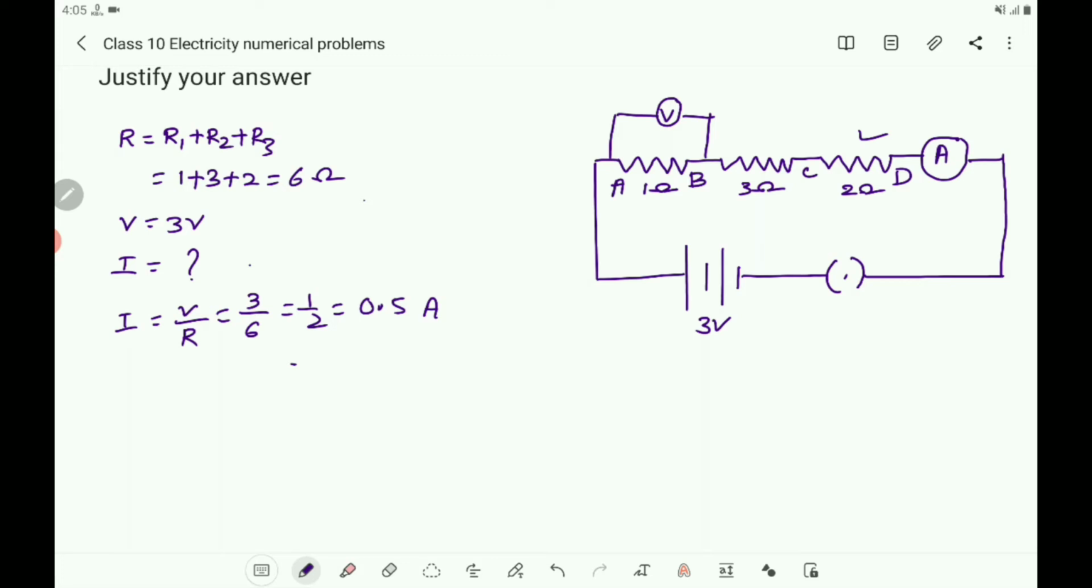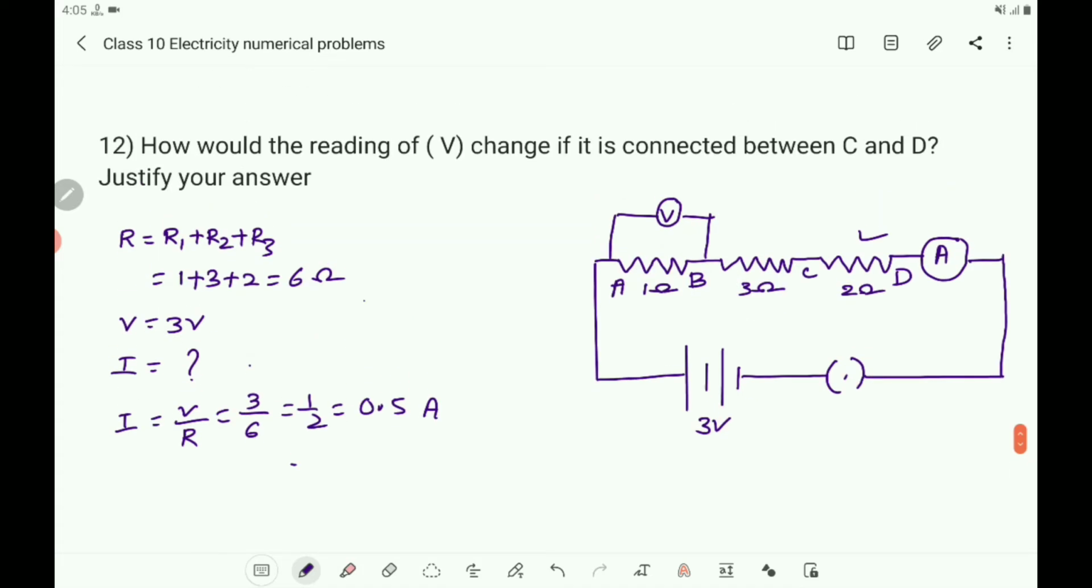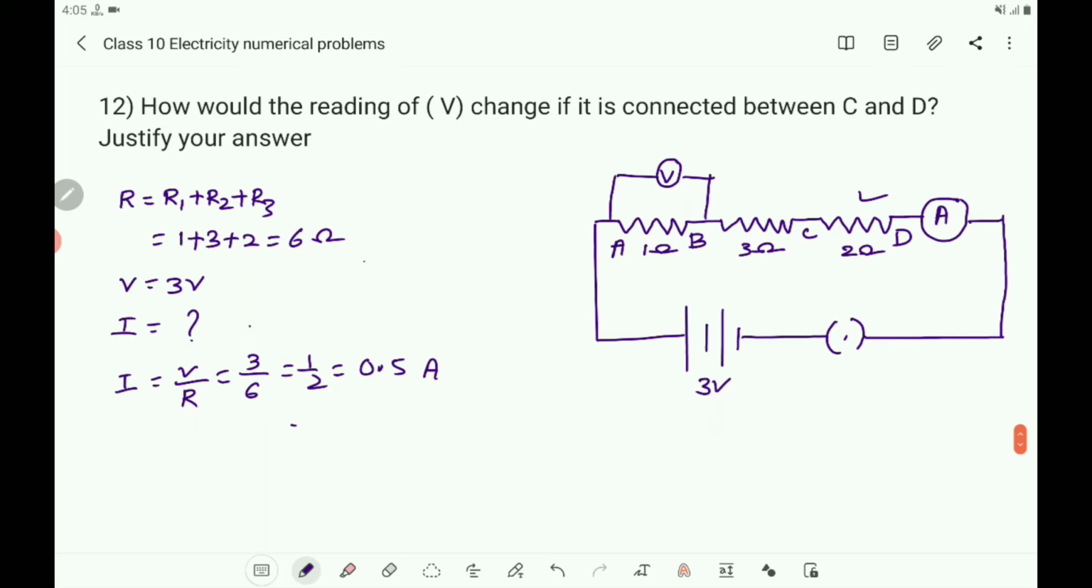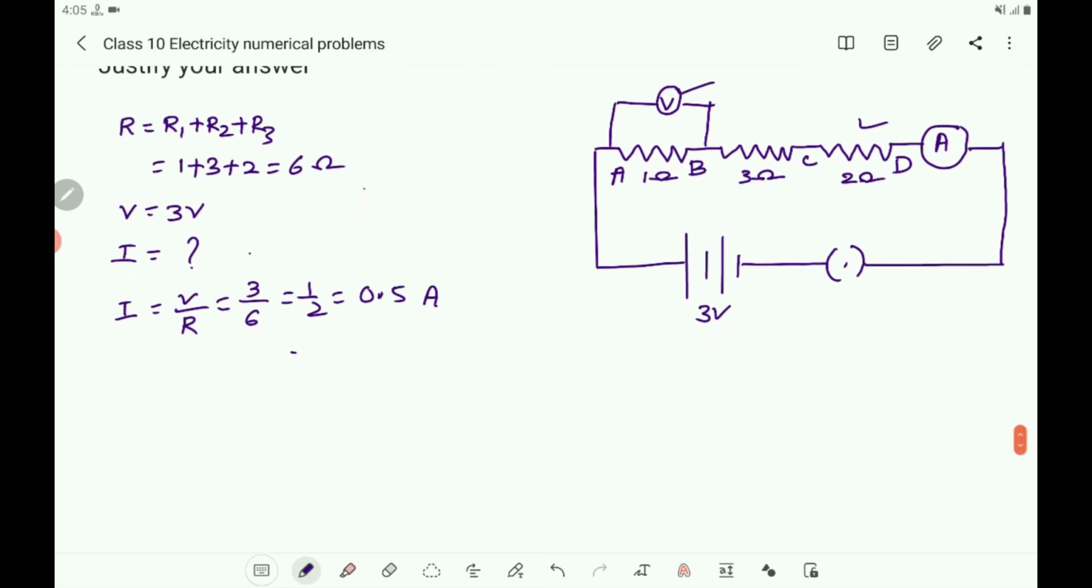Now let us find the voltage across AB and also the voltage across CD. Here the question is only how would the reading of V change if it is connected between C and D. First let us find the reading in the voltmeter when it is connected between A and B. So the current flowing through the circuit is the same.